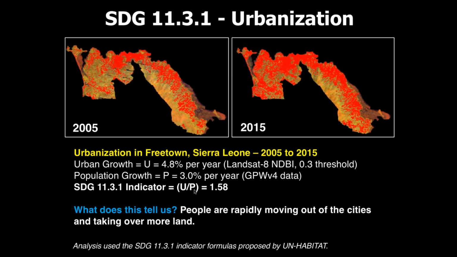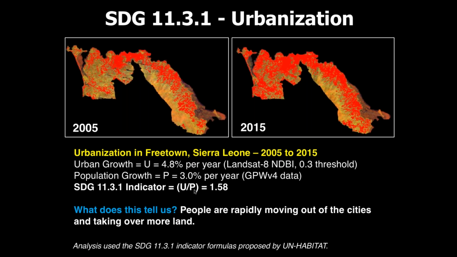We calculated the urban growth to be 4.8% between 2005 and 2015. We know that the population growth for the same exact time period was 3% per year. And we got that data from GPW v4, which is a public global data set for population. If you take the ratio of those two products, the urban growth to the population growth, you get a number greater than 1. And so what does that tell us? It tells us that people are rapidly moving out of the cities. They're taking over more land.